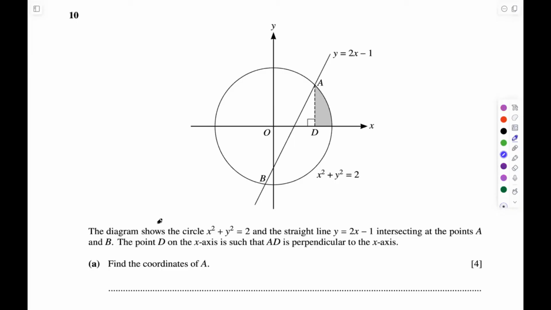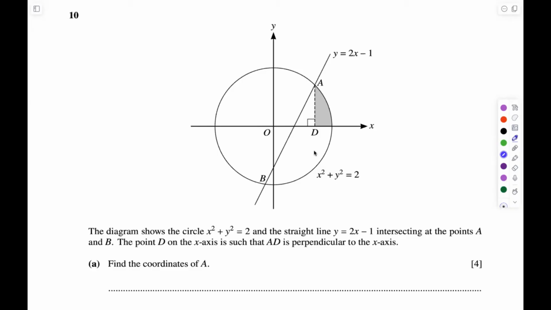In question 10, the diagram shows the circle x squared plus y squared equals 2 and the straight line y equals 2x minus 1 intersecting at the points A and B. The point D on the x-axis is such that AD is perpendicular to the x-axis. It means that the x-coordinate of A and D will be the same. In part A, we have to find the coordinates of A.